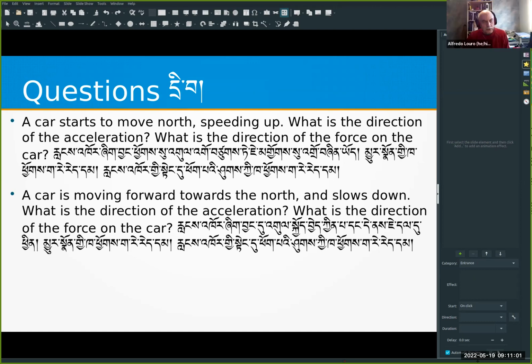Okay, so probably as you realize, the only difference with the first question is that now the car is slowing down instead of speeding up. So the acceleration, the change in velocity now points in the direction opposite to the velocity.